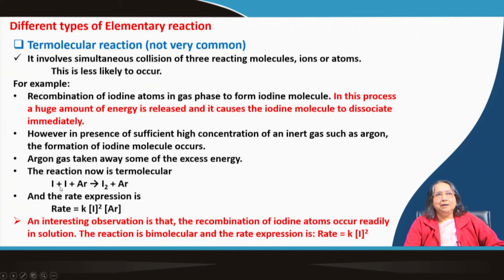For example, I plus I plus argon will produce iodine, and if this happens, what should be the rate expression? The rate expression will be k into I concentration to the power square into argon concentration. An interesting observation is that the recombination of iodine atoms occurs readily in solution. Like it is a gas phase reaction and argon or any inert gas is necessary so that excess energy will be taken away.